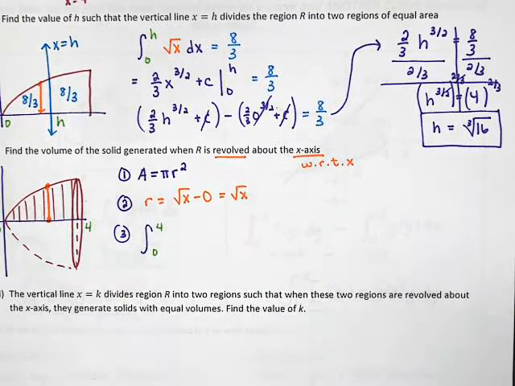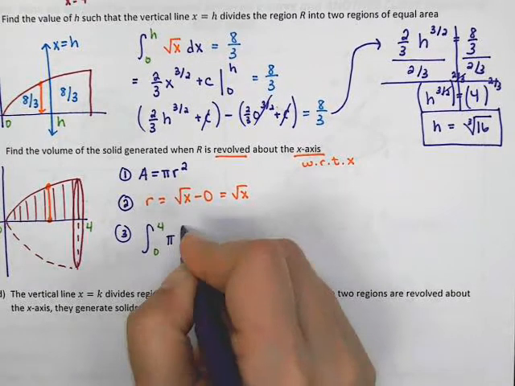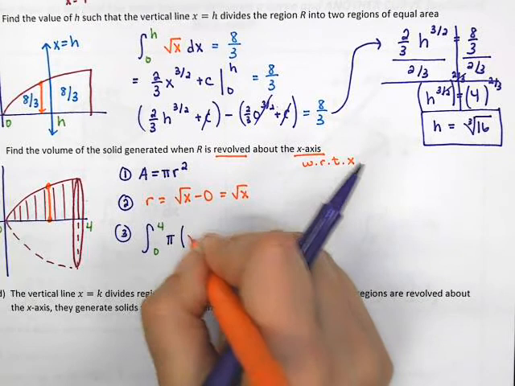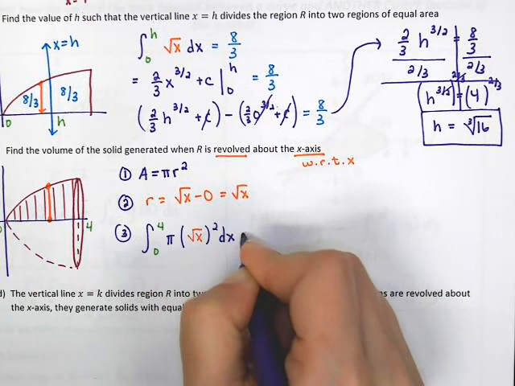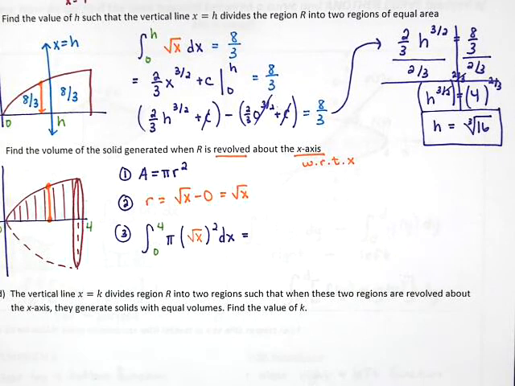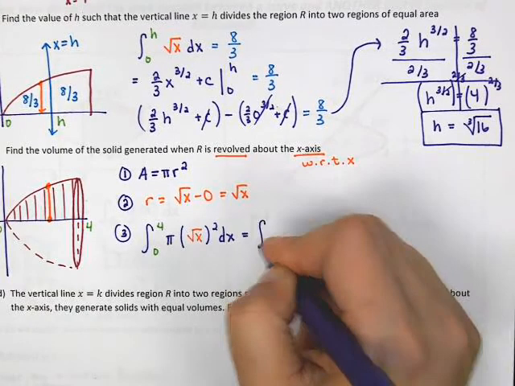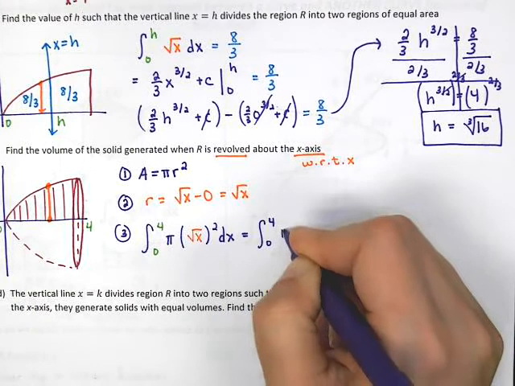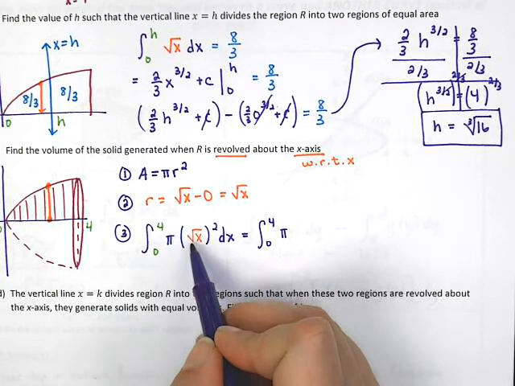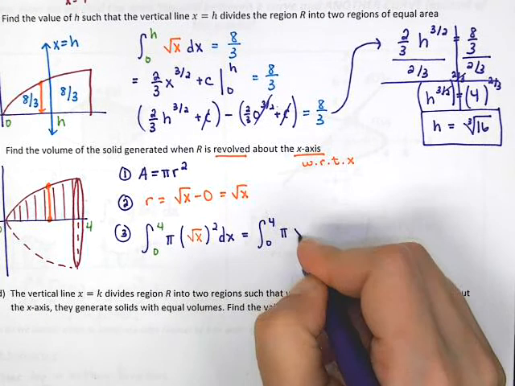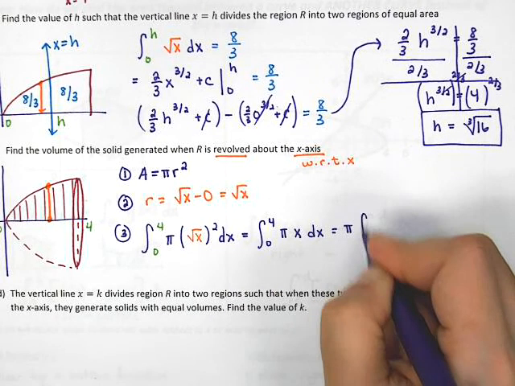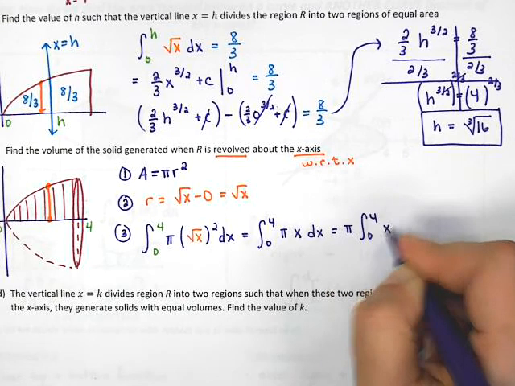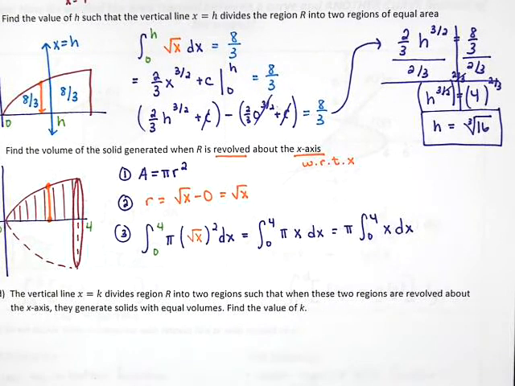We're going to have pi times r, which is the square root of x, squared dx. So before I try to evaluate this, I'm going to simplify the integral. I'm going to have the integral from 0 to 4 of pi times the square root of x squared, which is just x, dx. I'm going to pull out the pi. I think it makes it easier to evaluate because pi can be kind of tricky for numbers if you don't have a calculator.